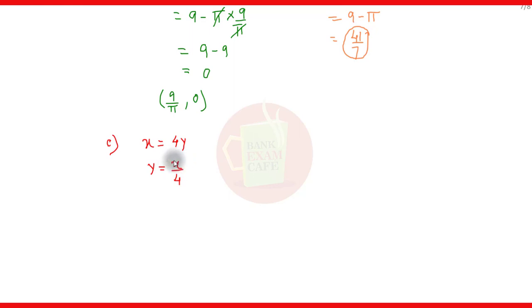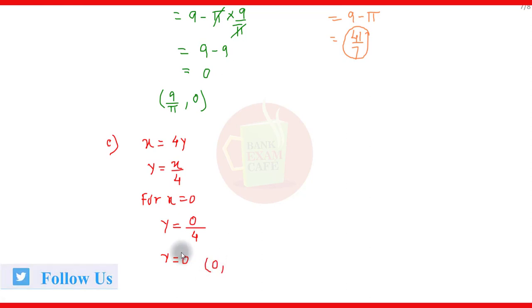So first we will assume the value of x as 0. So for x is equal to 0, what do we get? y will be equal to 0 upon 4, because the value of x we are taking as 0, so it will be 0 upon 4, and so y is equal to what? We will get 0. So the first set of solution we are getting is, for the value of x as 0, the value of y will also be 0.